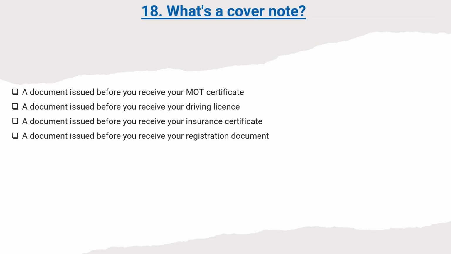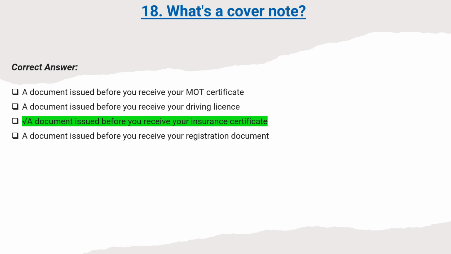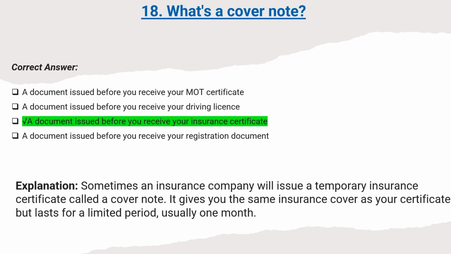18. What's a cover note? A document issued before you receive your MOT certificate. A document issued before you receive your driving license. A document issued before you receive your insurance certificate. A document issued before you receive your registration document. Correct answer, a document issued before you receive your insurance certificate. Explanation: sometimes an insurance company will issue a temporary insurance certificate called a cover note. It gives you the same insurance cover as your certificate but lasts for a limited period, usually 1 month.